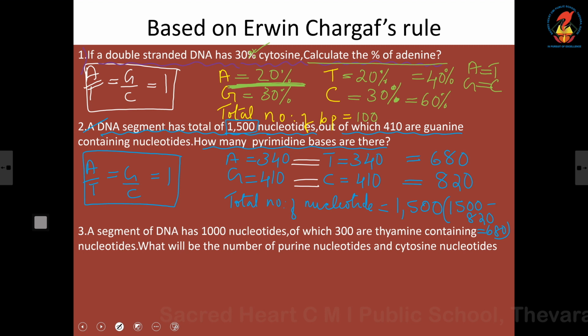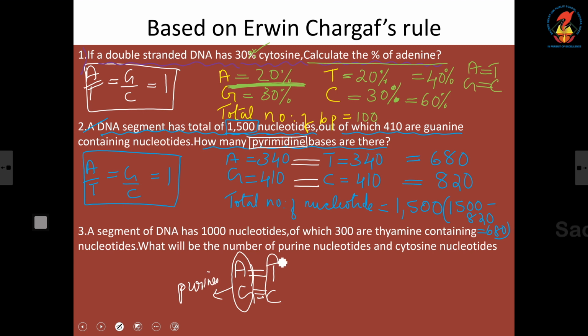Now in the question they have asked us how many pyrimidines. So we have to identify what are pyrimidines. Always remember adenine pairs with thymine, guanine pairs with cytosine, and you know the bonds between adenine and thymine, a double bond, between guanine and cytosine, a triple bond. Remember, A and G constitute the purines and T and C constitute the pyrimidines. So now in the second question, what they have asked is the number of pyrimidines. So you have to go with T plus C.